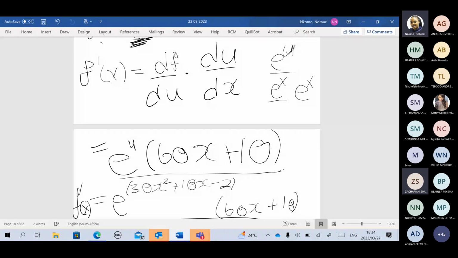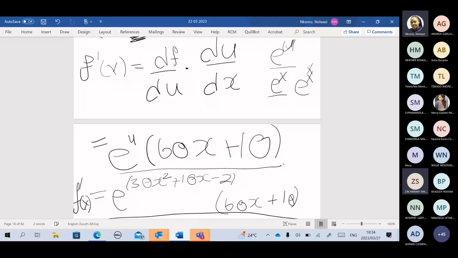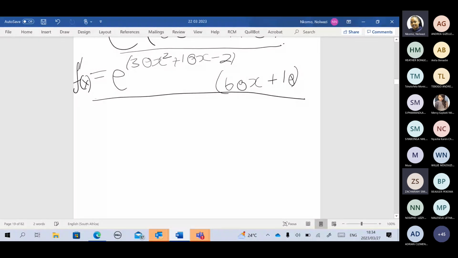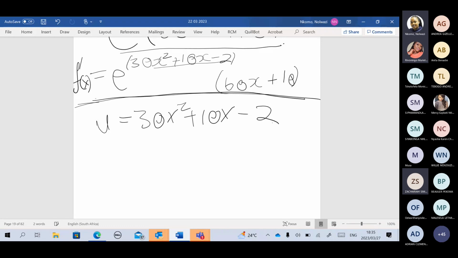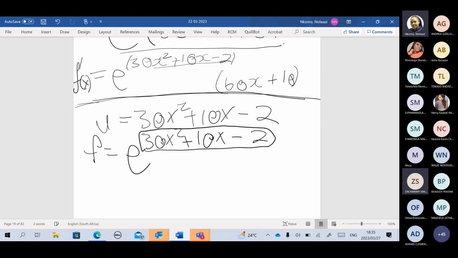Okay, let's do another example. Suppose given. Yes. Hello. Yes. I'd like to know, how did you get the e to the power u? Remember we let u be this function, the inner function. We said u is equal to 30 x squared plus 10 x minus 2, right? And if u is this function, and our function is f equals e to the power 30 x squared plus 10 x minus 2, we can write this function as e to the power u, because we know this is u. Okay, ma'am, thanks.